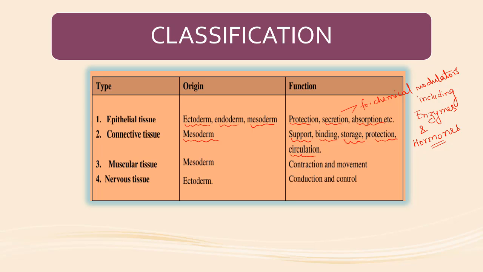Connective tissue also has a broad classification. Support means it is supporting what? The epithelial tissue, which rests on the basement membrane, which again rests on connective tissue. So support means production of different types of fibers. In case of connective tissue, support means production of different fibers.